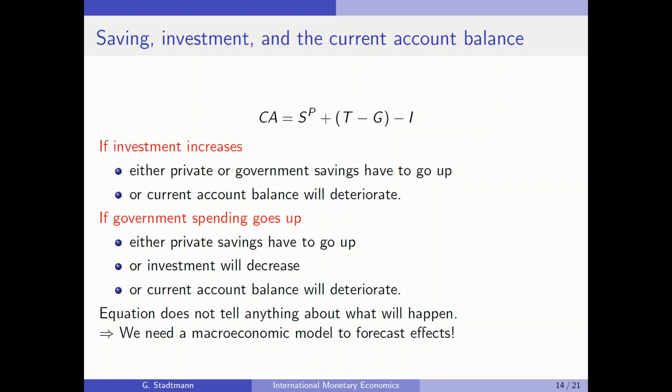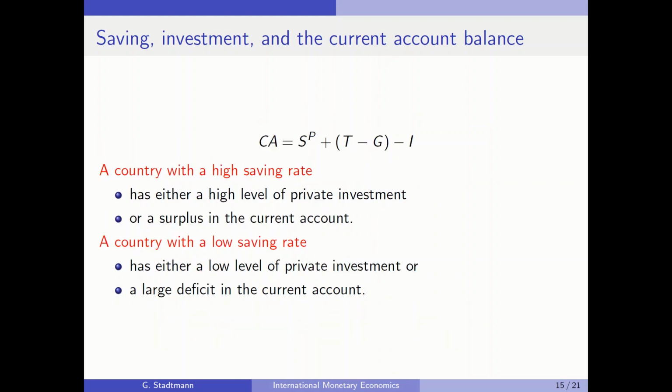So this relationship is just introduced here in the introductory chapter, and we will go back to this relationship later on. A country with a high saving rate has either a high level of private investment or a surplus in the current account. We mentioned already one country with a very high saving rate. This is China, and it has a surplus in the current account. And one country with a very low saving rate, this is the US.